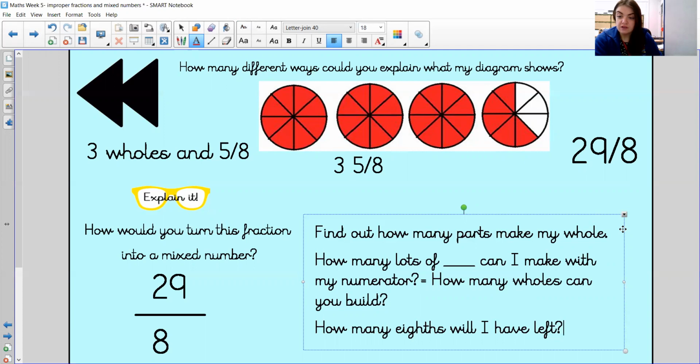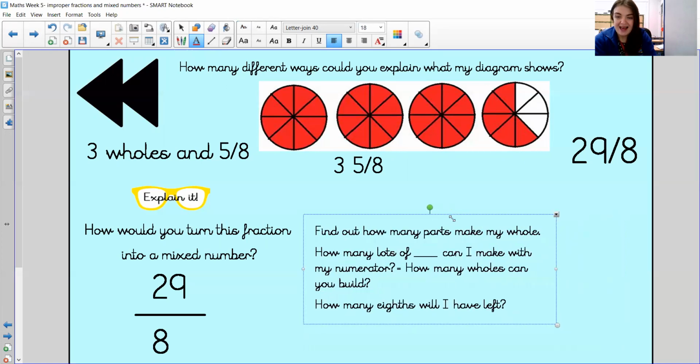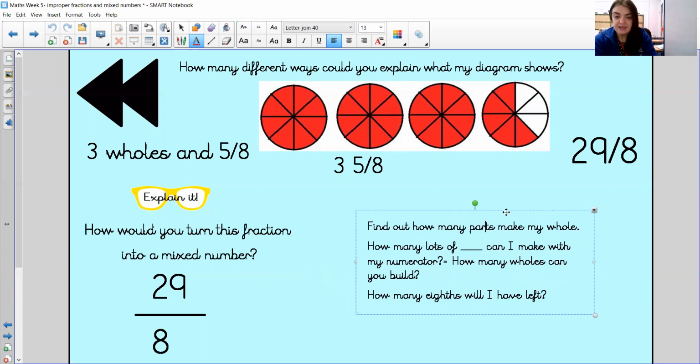Okay, so those are the steps that I'm hoping that you reflected on. So let's have a go. Now you know the steps that you need, and we've rerun the steps to turn this improper fraction into a mixed number. Can you have a go? Can you rewind for me, and can you tell me what this fraction here would be as a mixed number? And I want you to show me your working out.